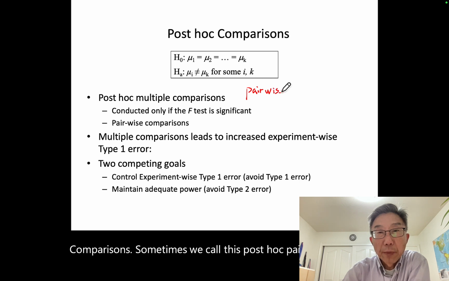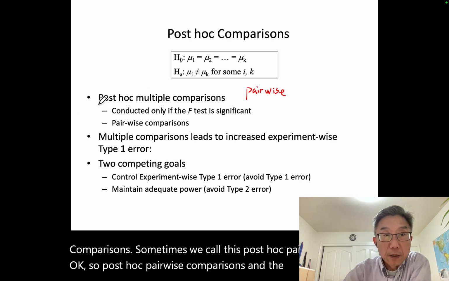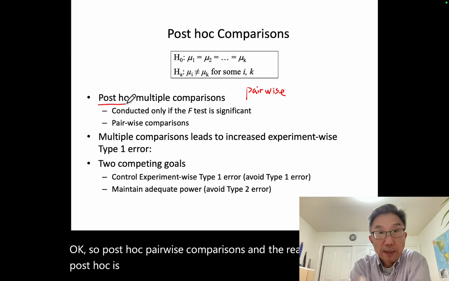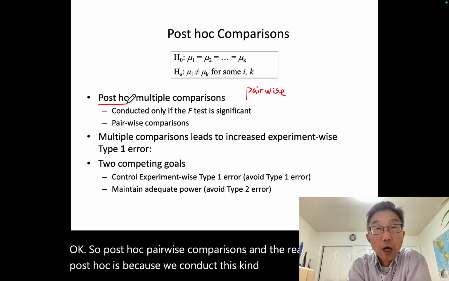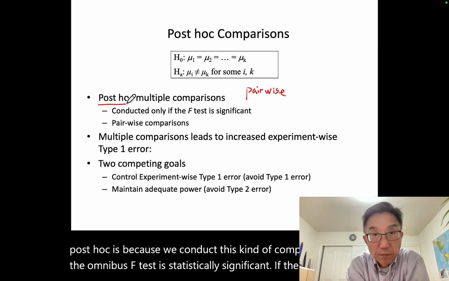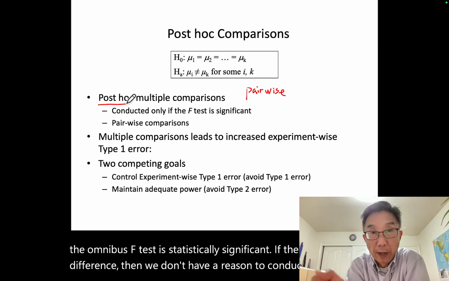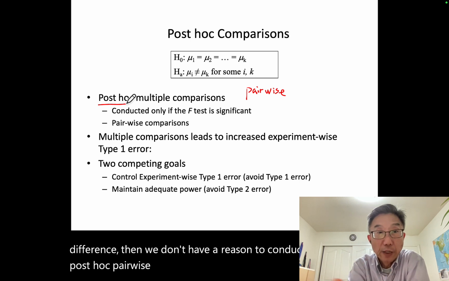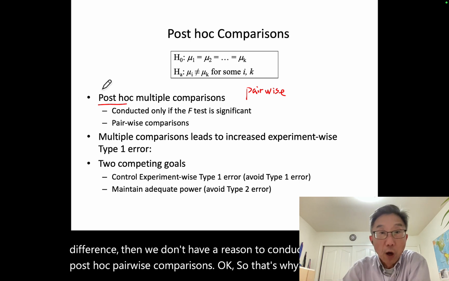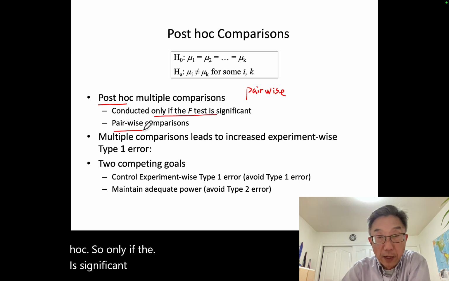Okay, so post hoc pairwise comparisons. The reason it's called post hoc is because we conduct these comparisons only if the omnibus F-test is statistically significant. If there's no overall difference, then we don't have a reason to conduct post hoc pairwise comparisons. So that's why it's called post hoc: only if the F-test is significant.